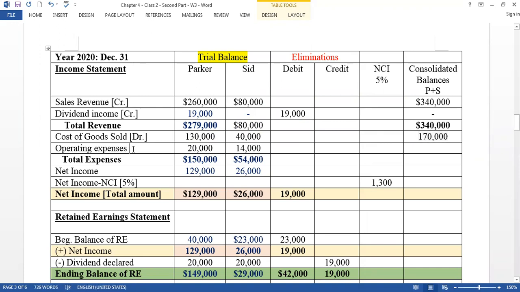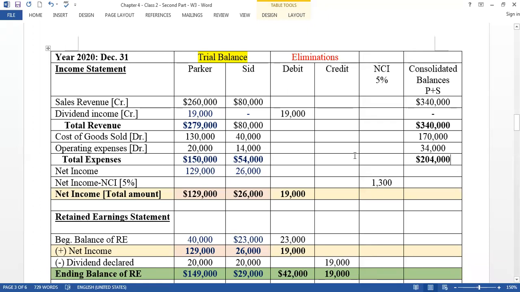Then operating expense, normal balance also debit. And we have the parent company's operating expense and the subsidiary company's operating expense. We don't have anything under elimination and NCI. So the total is $34,000. Now we know our total revenue, we know our expenses, we can calculate the total expense. So total expense is $204,000.